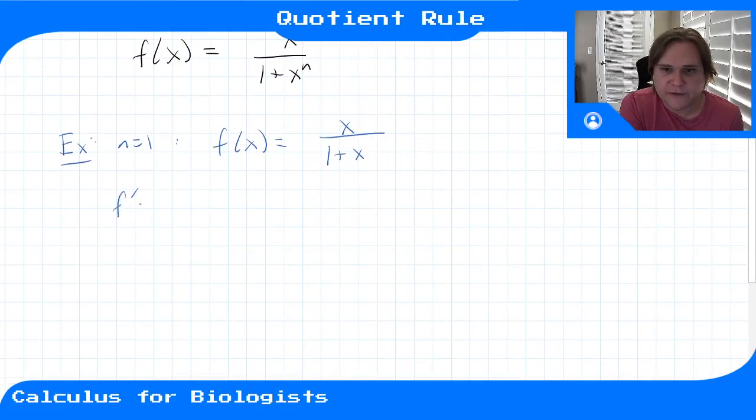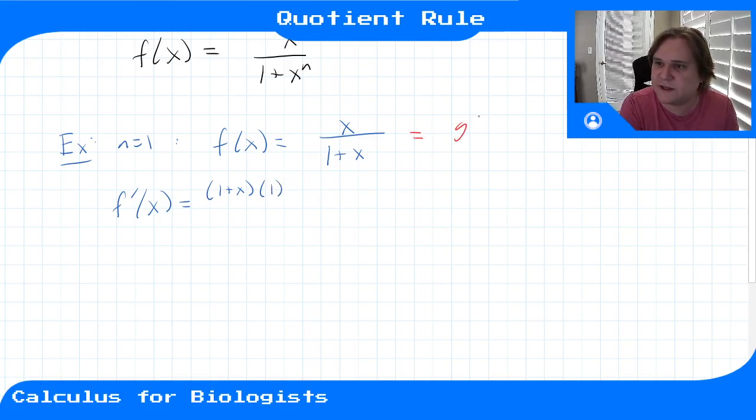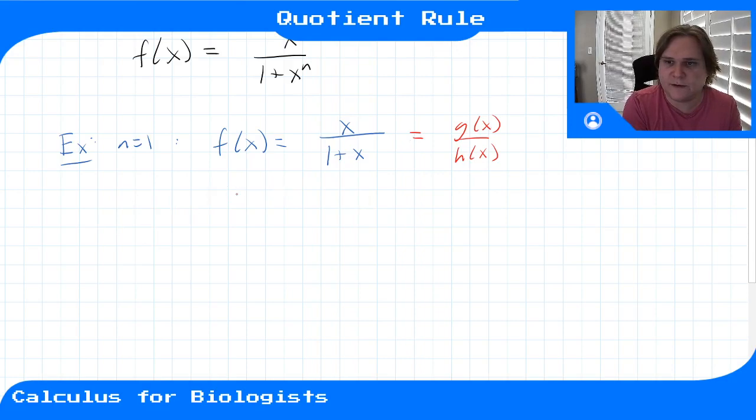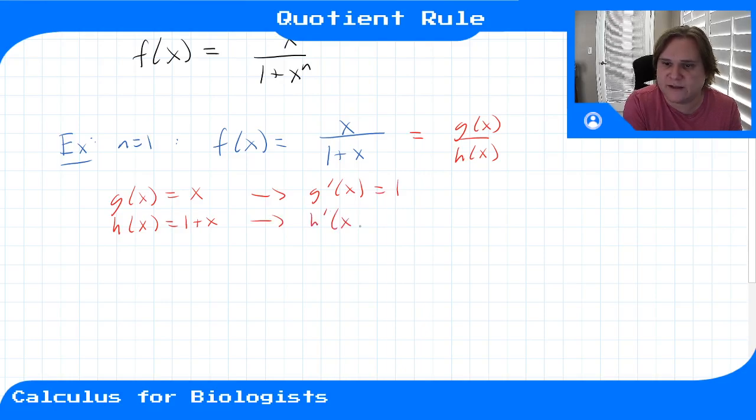So if we do the derivative of this, we have to apply the quotient rule, right? So recall that that is low d high, right? Maybe I'll write this out one more step over here. So this is like g of x over h of x, where g of x is x and h of x is 1 plus x, right? So then g prime of x would be 1, and h prime of x would also be 1. They have the same derivative actually in this case.